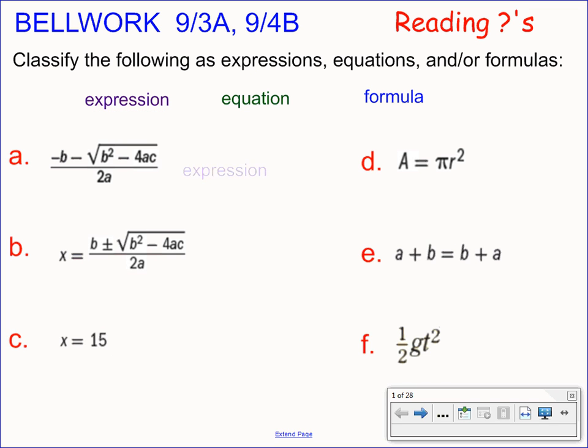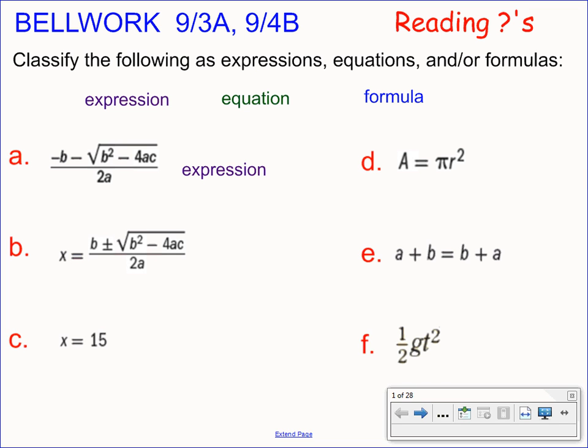Expression. Raise your hand if you also had expressions. If you also had expression in the room, that's great. An expression, right, is a combination of variables, numbers, operations, but there's no equal sign. So A is an expression. Letter B, go ahead and check your partner. Raise your hand if you have the same response. Same response. Good, thanks, hands down.